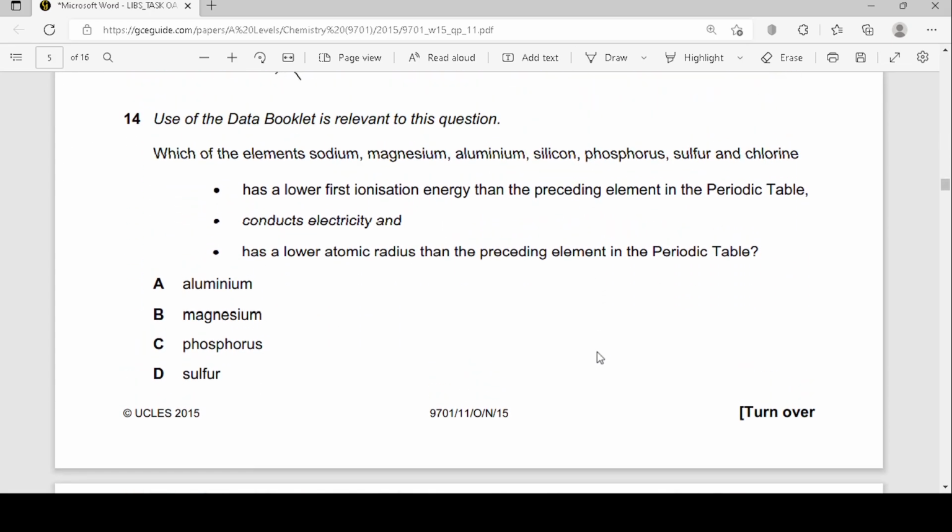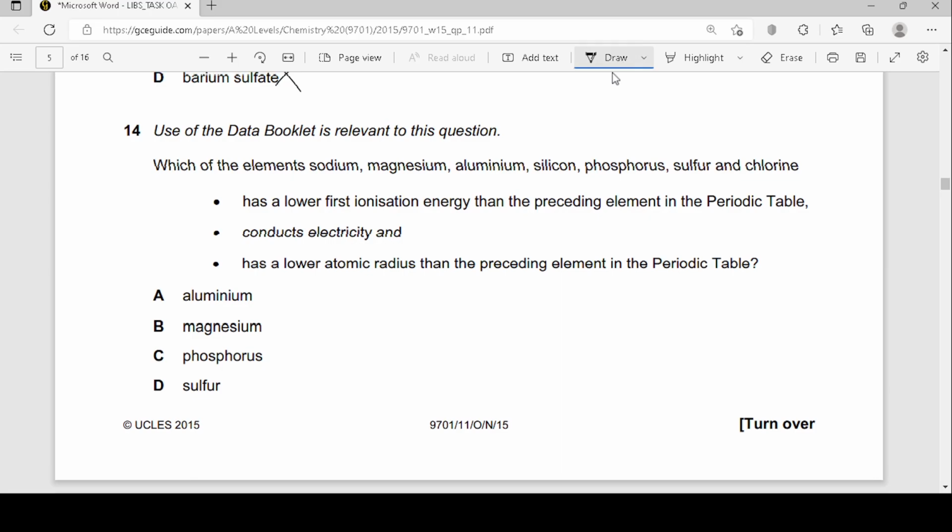Question number 14. Use of the data booklet is relevant to this question. Which of the elements sodium, magnesium, aluminium, silicon, phosphorus, sulfur, and chlorine, which basically means period 3, and you're ignoring argon, has a lower first ionization energy than the preceding element in the periodic table, conducts electricity, and has a lower atomic radius than the preceding element in the periodic table? So you have to sort of tick all the boxes for this.